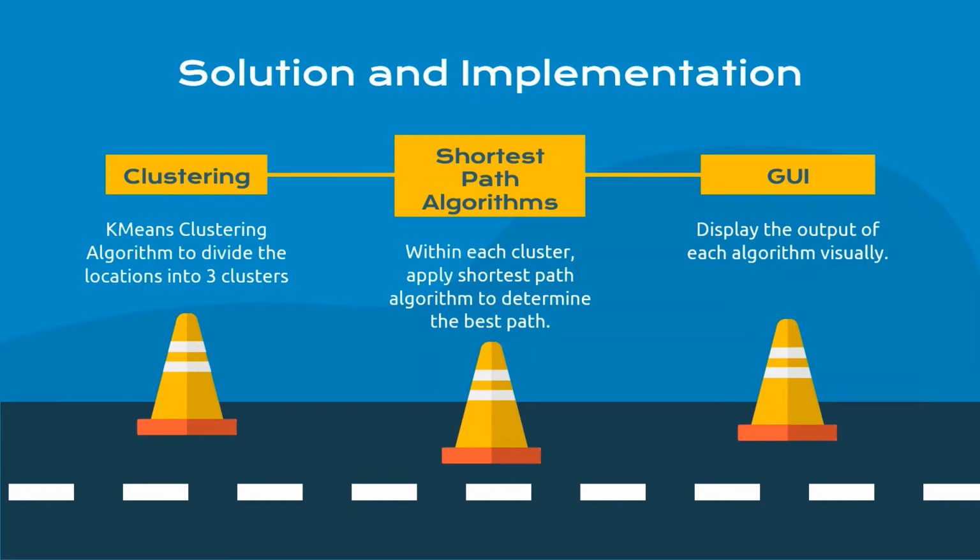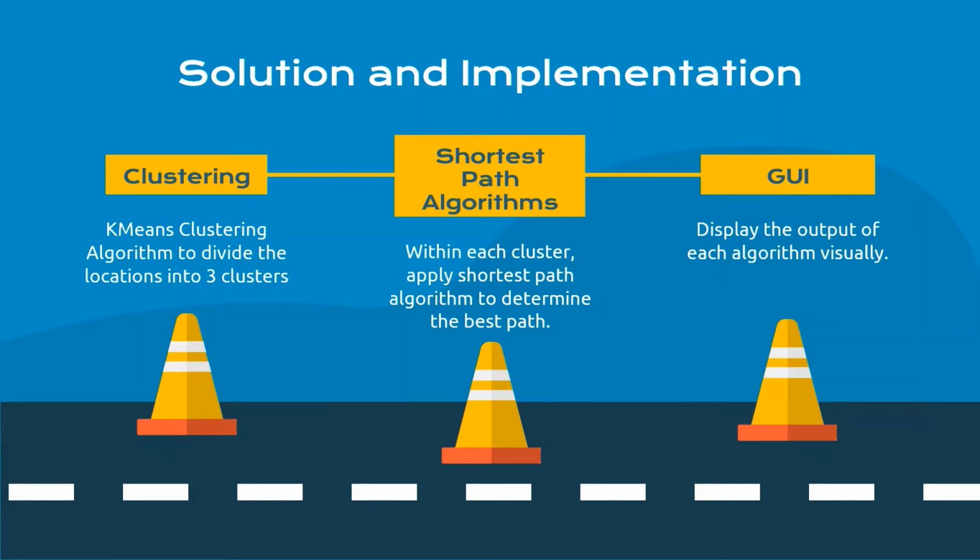Following what Shreyas just explained with the introduction to the problem, I'll now show you how we have decided the solution to this problem and implement it. The steps are very simple. We start with clustering, we go with the shortest path algorithms, and we display this in a GUI.